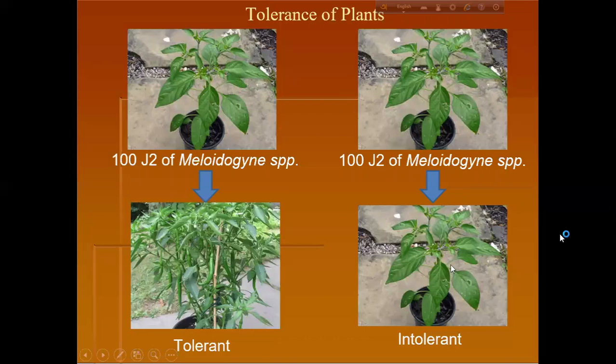So listen carefully. When we talk about resistance, we consider the number of pathogens or amount of pathogen. But when we talk about the tolerance of the plant, we consider the plant size, shape, and structure, plant canopy, plant biomass. You can see here. We think about the plant biomass when we think about the tolerance. So the tolerant plant might be resistant or might be susceptible. You see here. On the other hand, an intolerant plant might be resistant or might be susceptible.